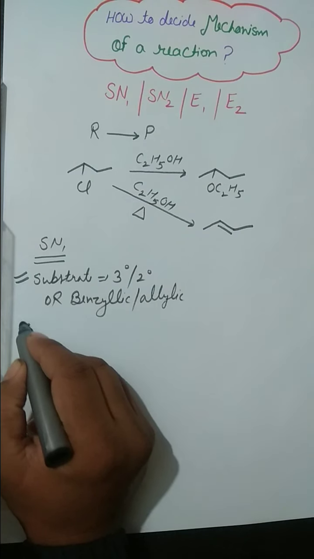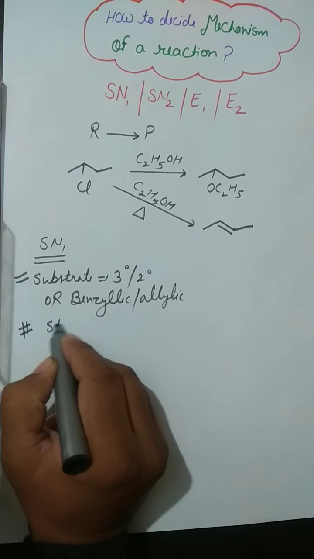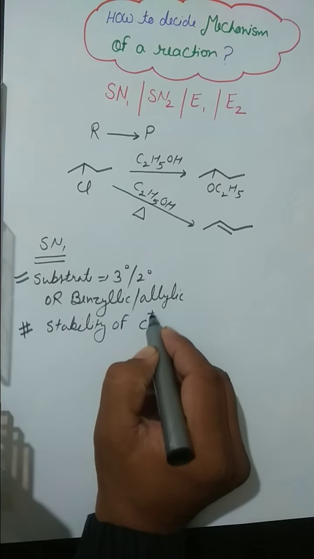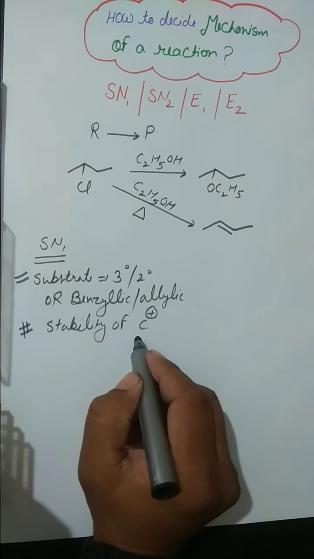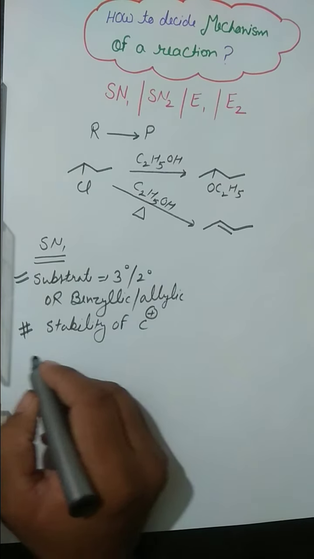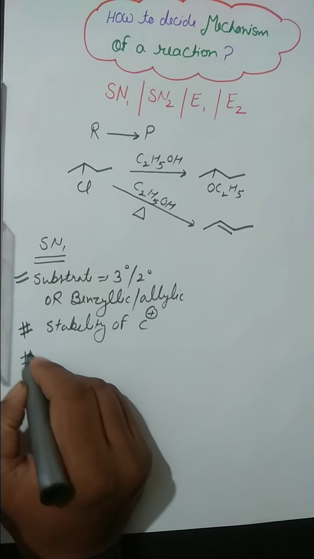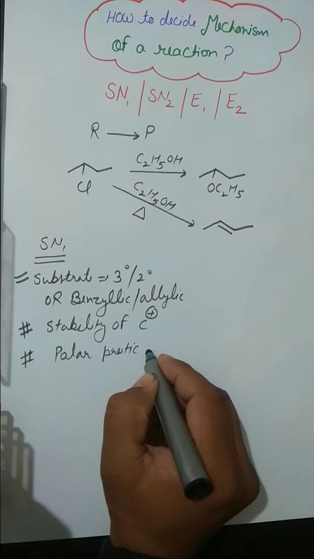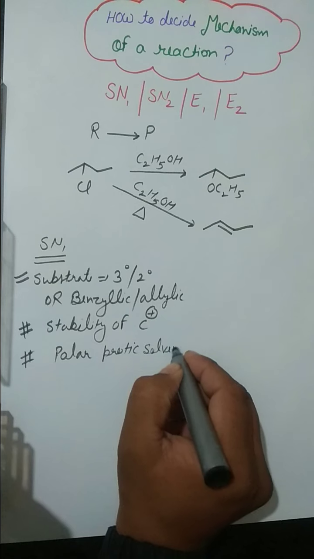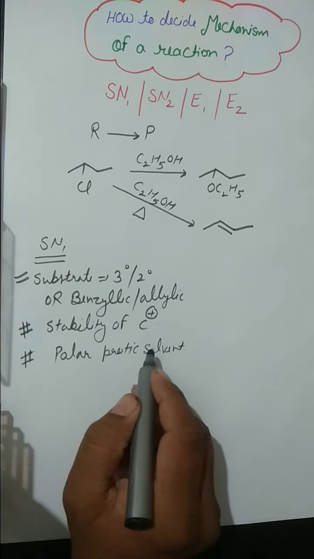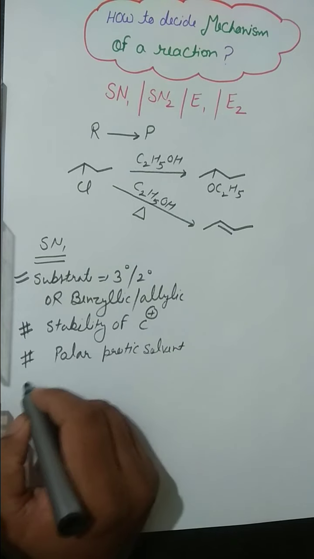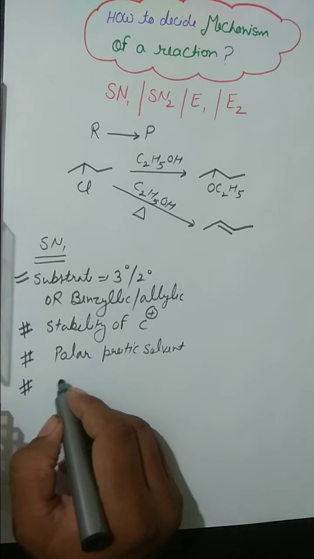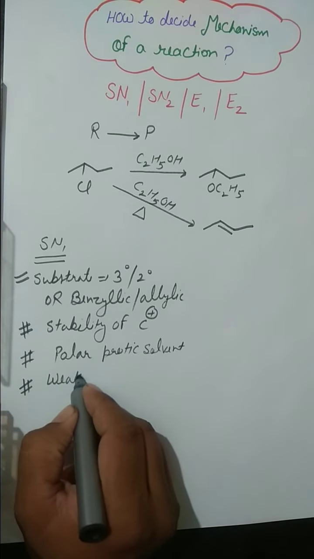Next governing factor for SN1 mechanism is stability of carbocation. Stability of carbocation means any factor which stabilizes our carbocation, then SN1 mechanism would perform. Next governing factor is polar protic solvent. Polar protic solvent also shows SN1 mechanism. And then there is nucleophile. That nucleophile is a weak nucleophile.